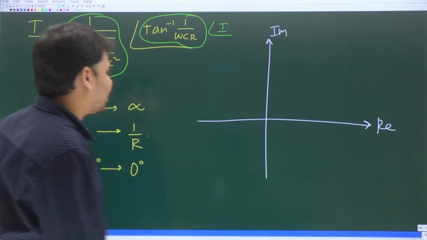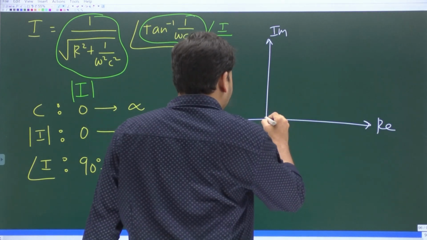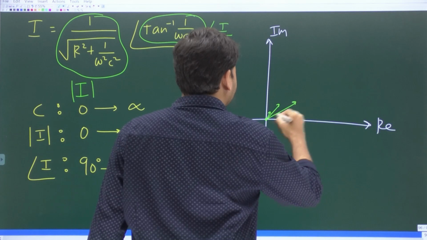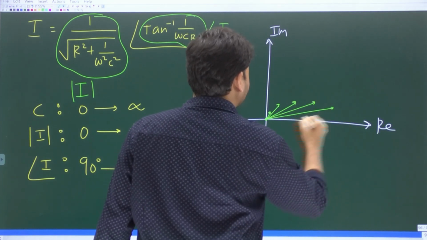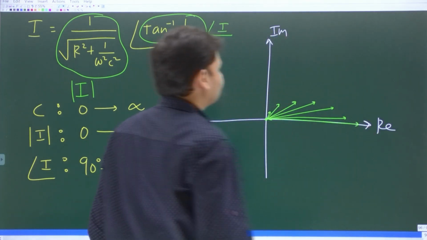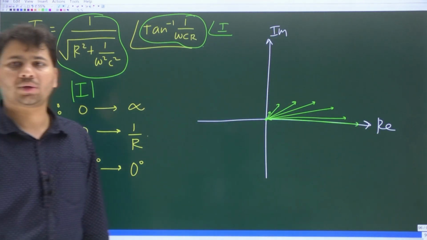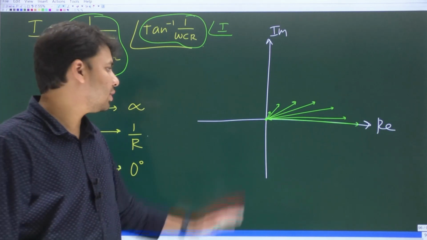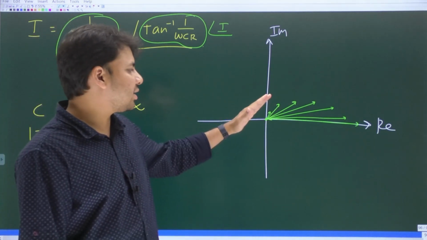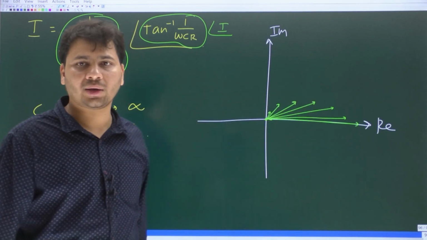So would it not do something like this? So initially it is what? A point. Initially it is what? A point. Then so these are the various phasors. So you can see it rotates towards what? Positive real axis. At the same time the phasor becomes longer and longer.